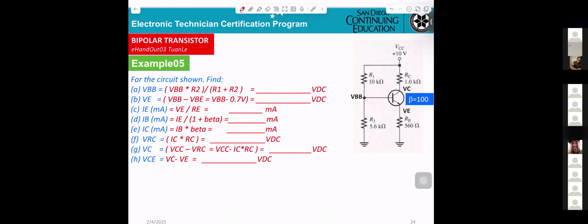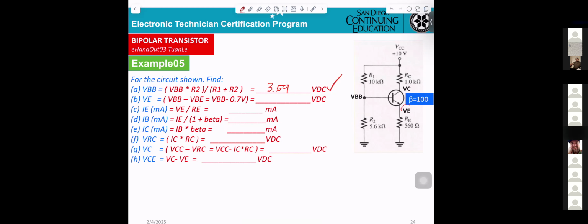Who got the VBB, let me know. VBB should be 3.59 volts. 3.59, that's one answer. Who else gets the same? You have to do your calculation. Yeah, I got that. So this is the correct answer.